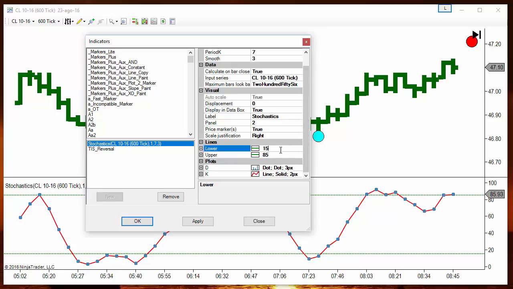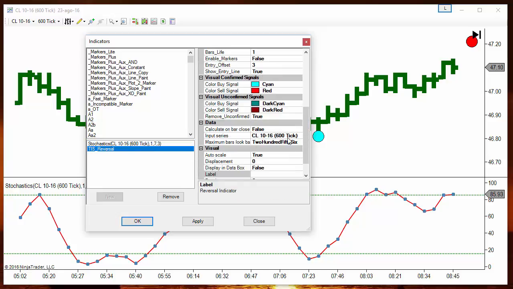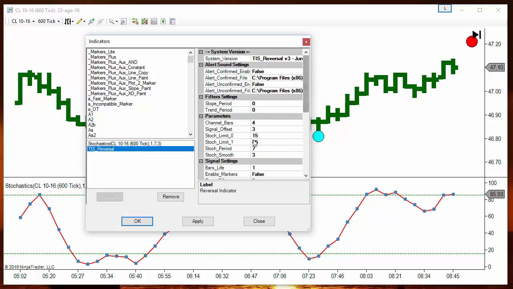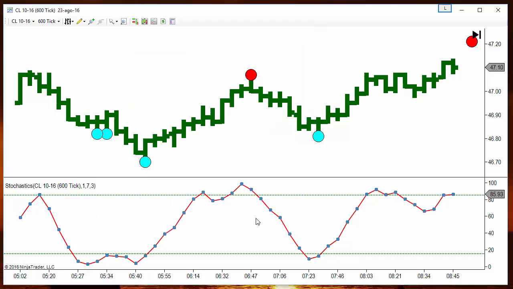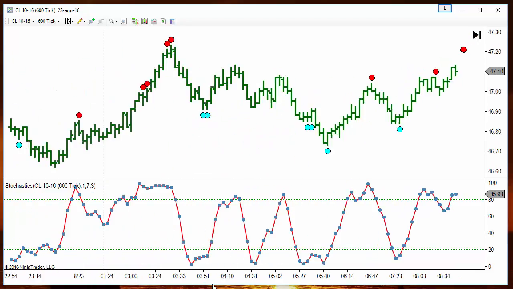The overbought and oversold levels are 15 and 85 in this example. So we can configure the Reversal indicator to detect and signal those levels. The Reversal takes into account that both values are over the overbought. So we don't have a signal on this point because the first is over but the second is below.